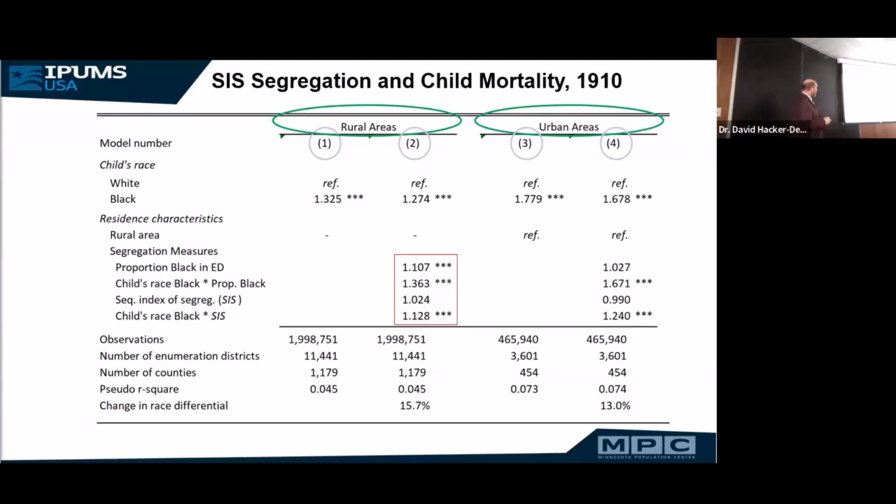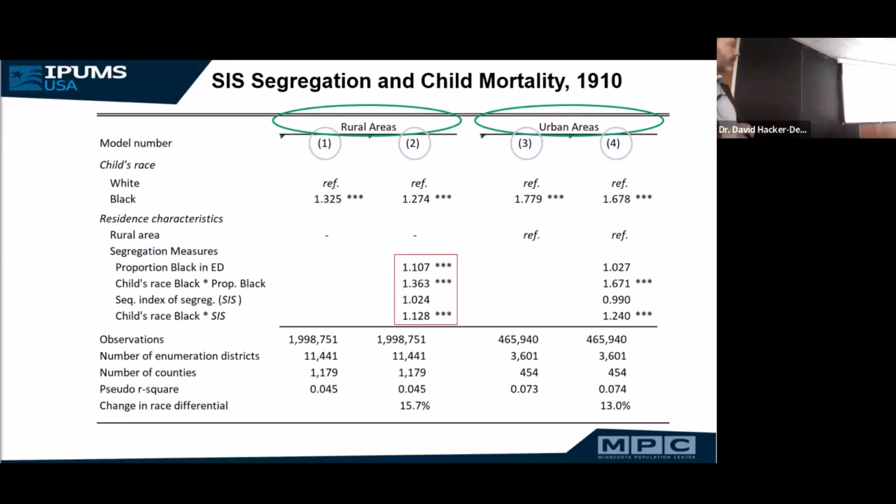The sequence index of segregation, interestingly enough, has no impact for white children. No effect. I shouldn't say impact. These are correlations. I'm sorry. But it is positively correlated with the mortality of Black children. So a nice result. By the way, there's about 2 million children in this model, living in 11,000 enumeration districts, about 1,200 counties.